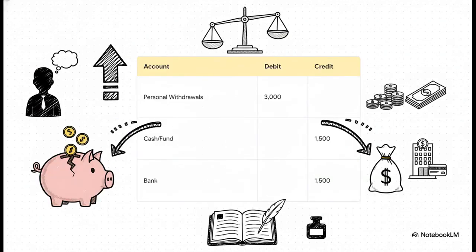So how do we put this in the books? It's a pretty simple journal entry. We're going to debit an account called personal withdrawals for the full 3,000. Think of a debit as basically saying, hey, where did this value go? In this case, it went to the owner. Then we credit where the money came from, 1,500 from the cash box and 1,500 from the bank account. Boom, the books are balanced and we have a crystal clear record of that withdrawal.